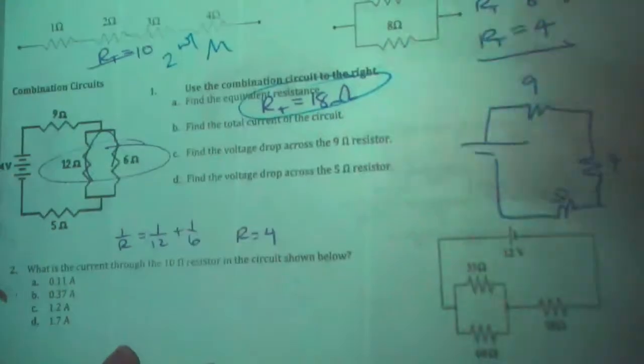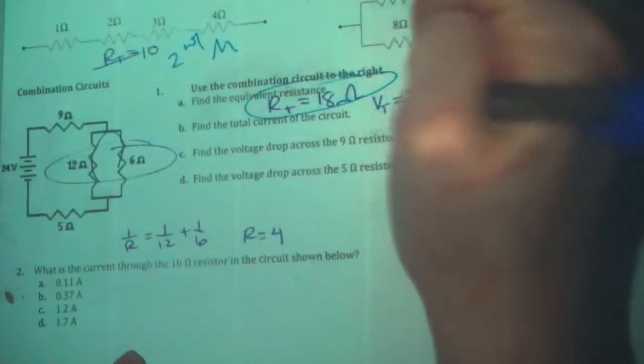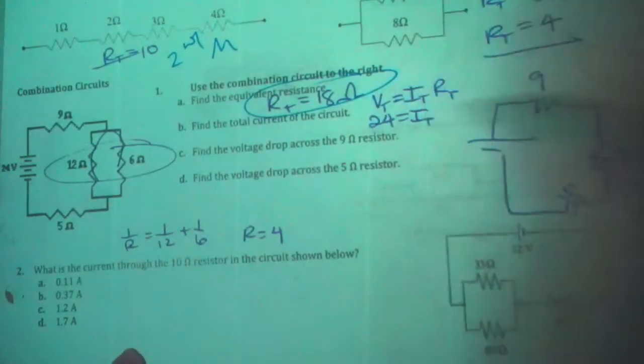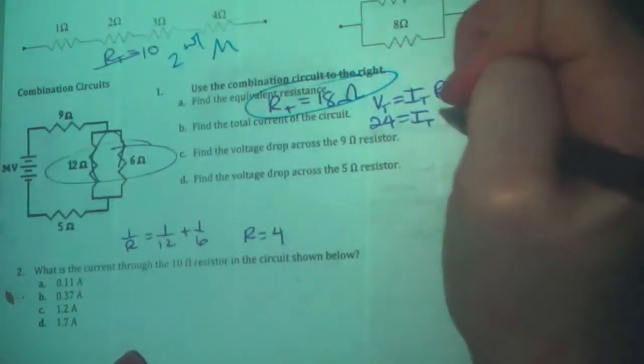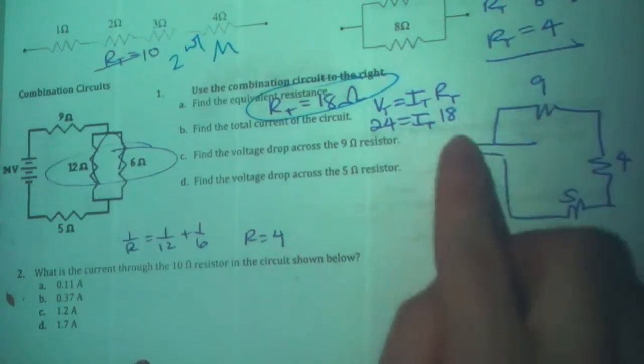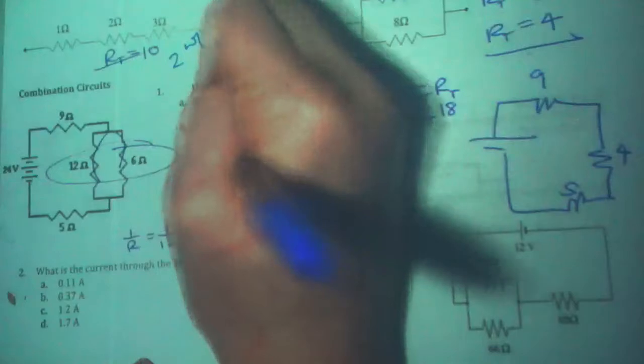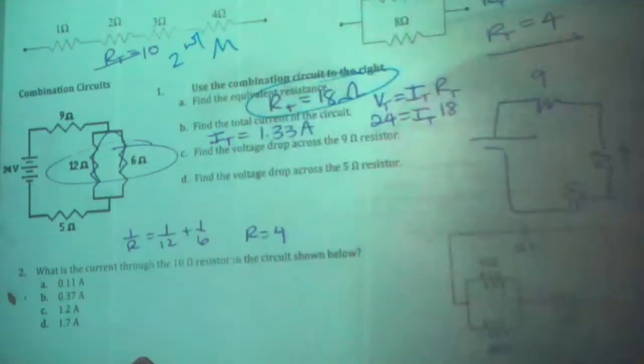Total current of the circuit, that's easy once you know R total. V equals IR. Total voltage is the 24. Looking for I total, have to use R total so that all of my subscripts match. Divide over, that's going to give me a total current of 1.33 amps.